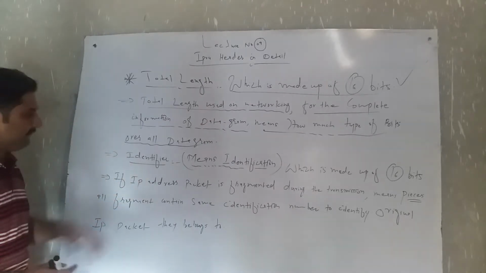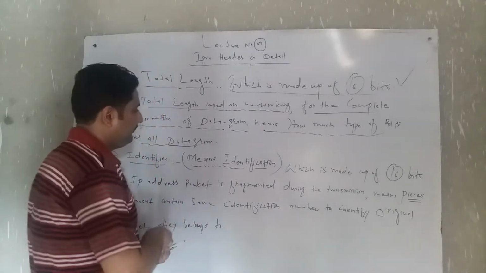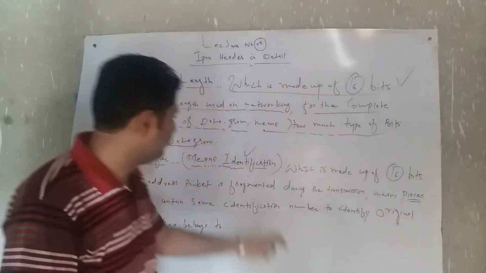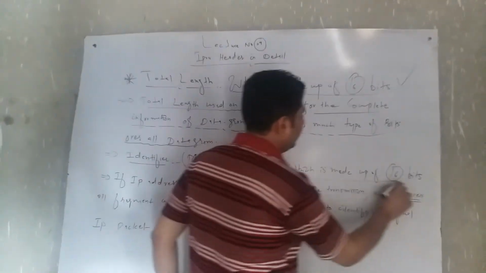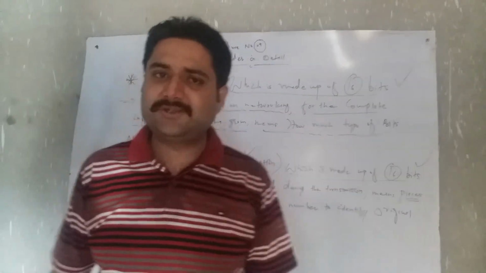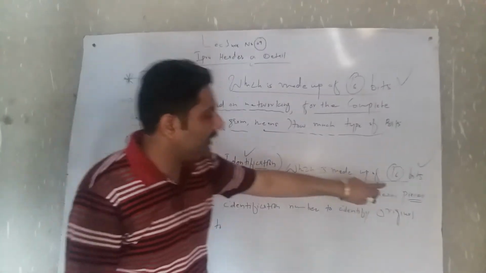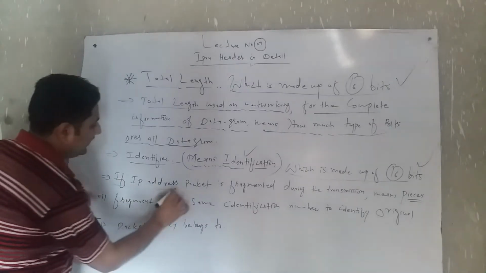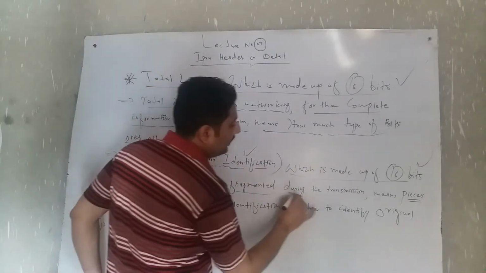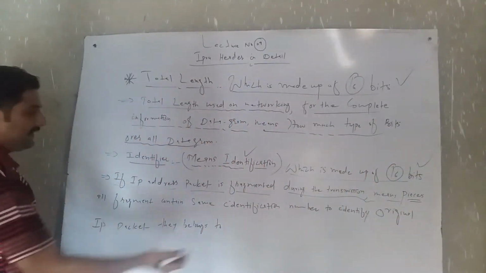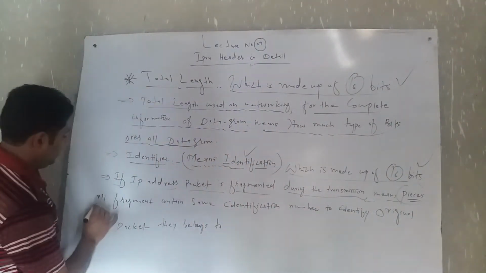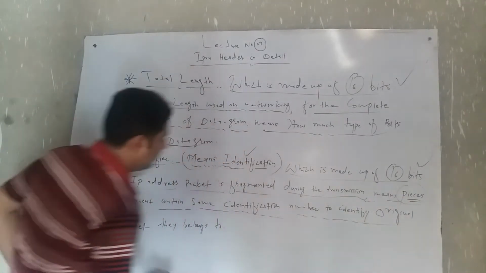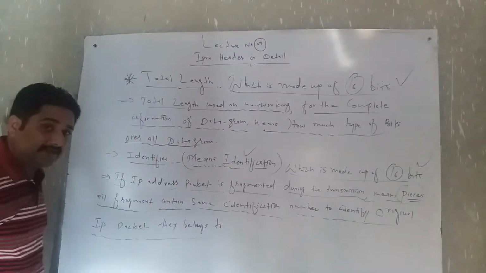Next is identifier, meaning identification, just like your national identity card. It is made up of 16 bits. You have to keep in your mind 16 bits. If an IP packet is fragmented during transmission, into small pieces, all fragments contain the same identification number to identify the original IP packet they belong to.